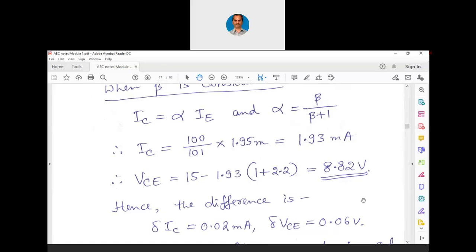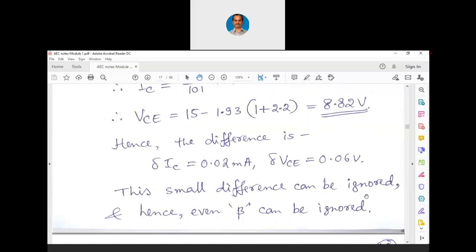So we can safely say that the emitter bias circuit can work independent of beta. The small difference can be ignored and hence even beta can be ignored. That is the conclusion.